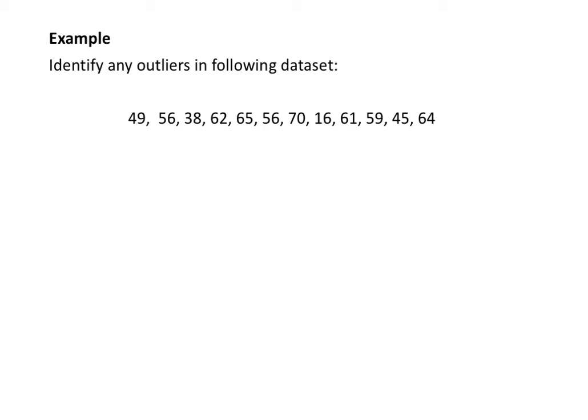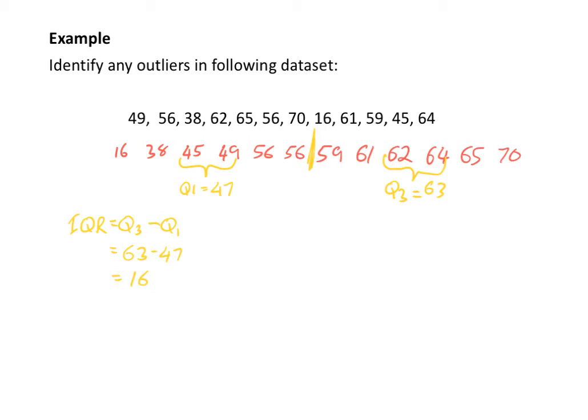In this example, I want to identify if I have any outliers in the dataset below. Now, the first thing I need to do before I can identify any outliers is to calculate the quartile 1, quartile 3 and interquartile range values. So now I've gone ahead and calculated my quartile 1, quartile 3 and interquartile range values. If you don't know how to do this, go and have a look at the videos that explain and show examples of how to calculate the interquartile range.